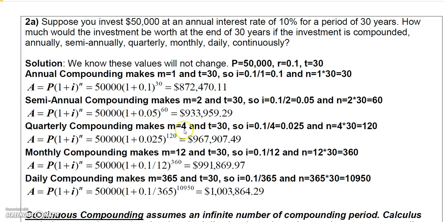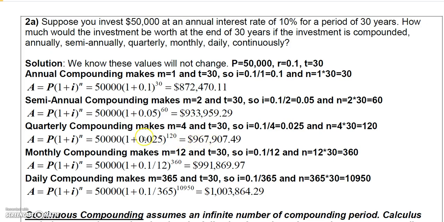Well, if we go to quarterly compounding, M would be 4. So that would mean I would now be 0.1 over 4, which is 0.025, and N would now be 4 times 30, which is 120 total compounding periods. So replace I with 0.025 and N with 120, and you get almost $968,000. Well, you did get an increase, but notice the increase is not as significant as when you went from once a year to twice a year. But you did get an increase.